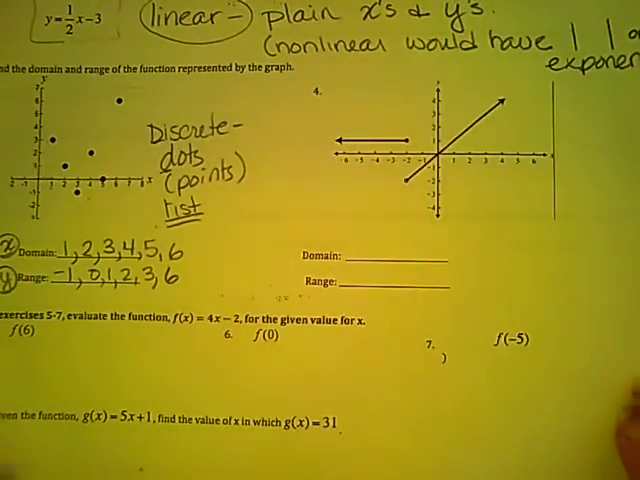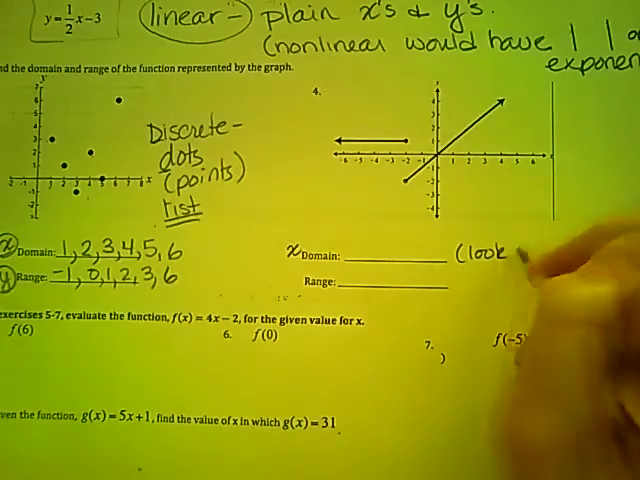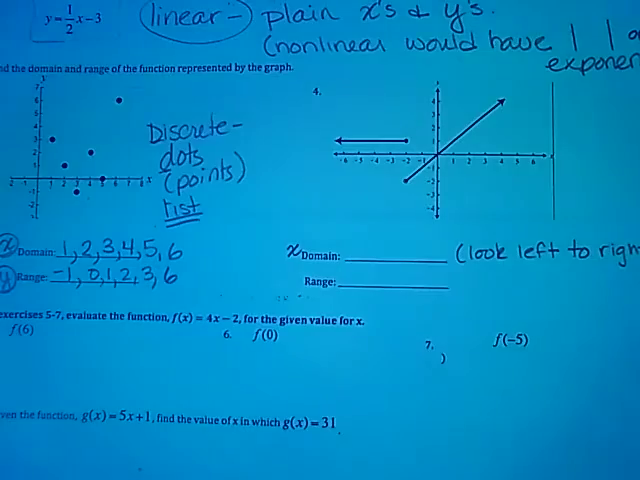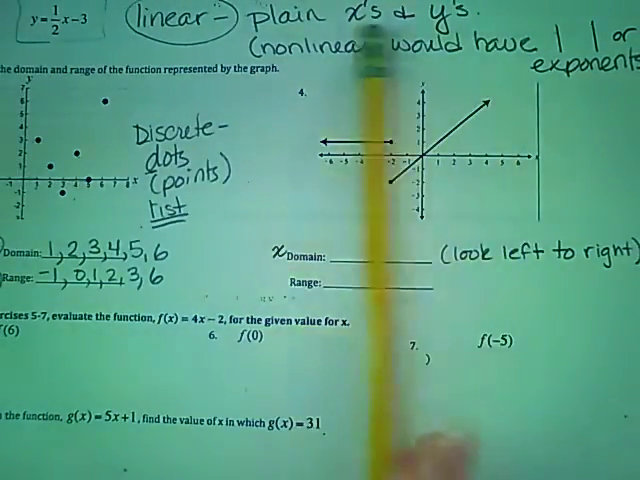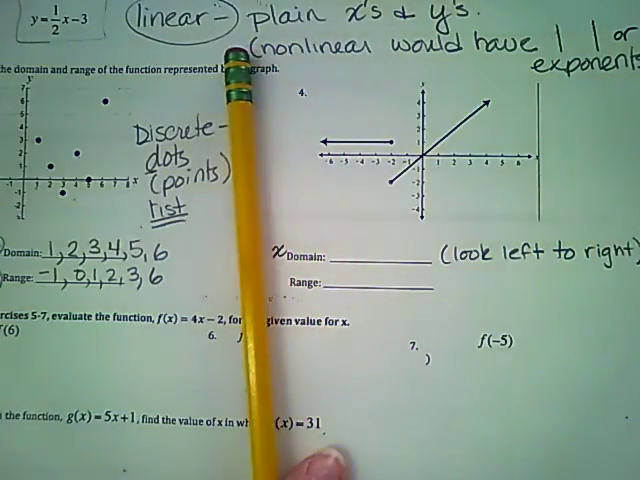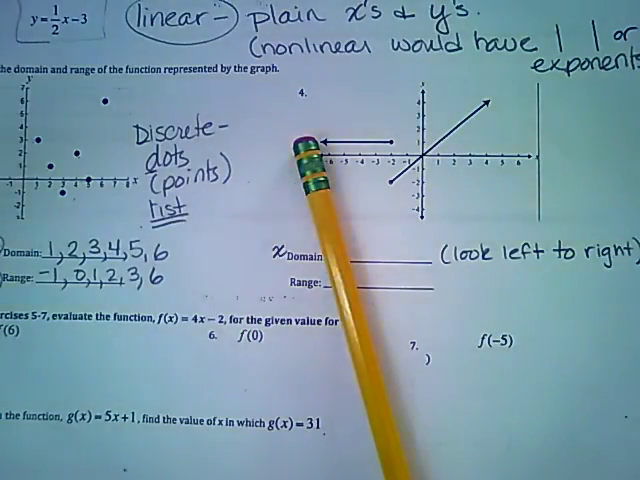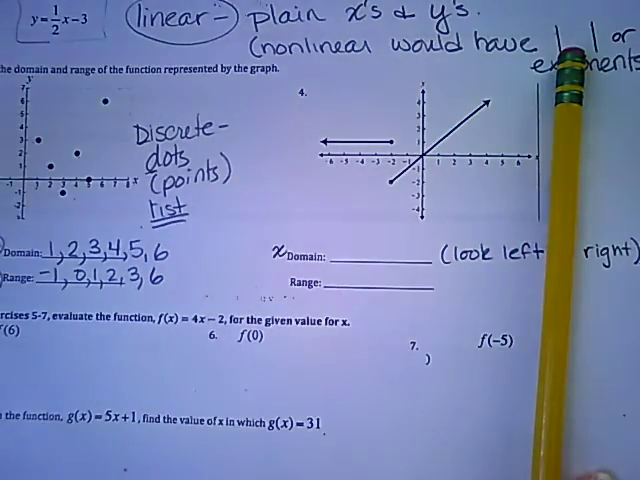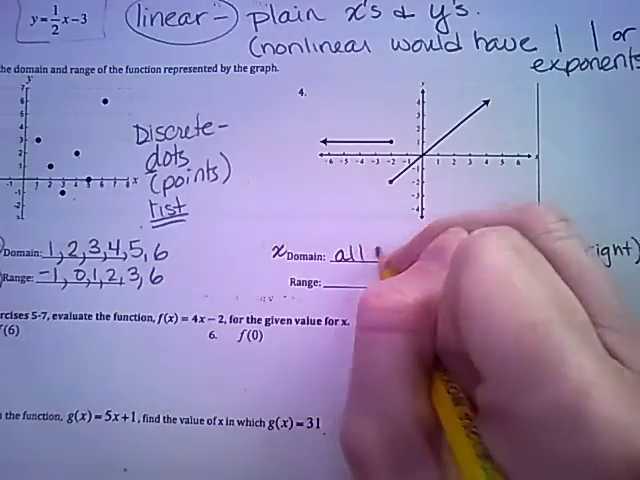Number 4, domain. So domain is your x. You want to look left to right. So when I go left to right on this, do I have any endpoints going left, or will it keep going? It keeps going because of the arrow. Do I have any endpoints going right, or does it keep going? Keeps going. So my domain is all reals.